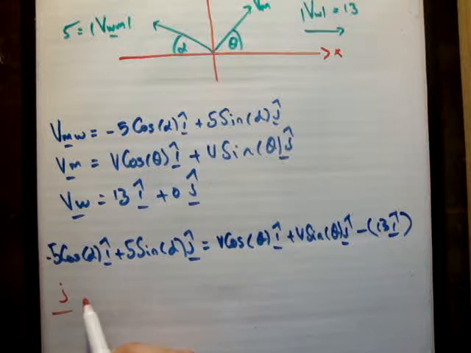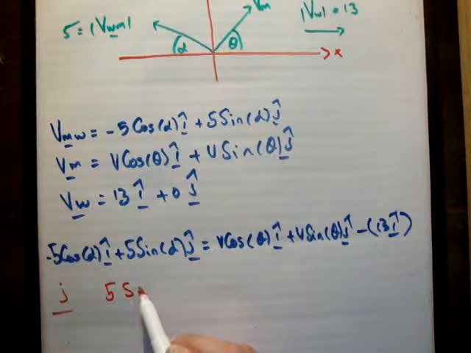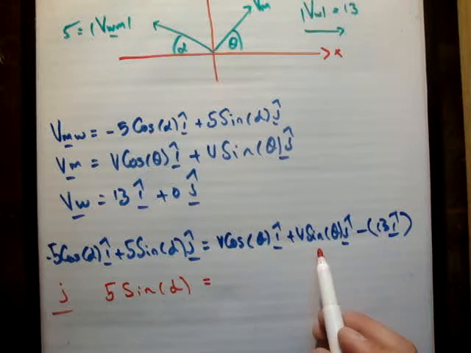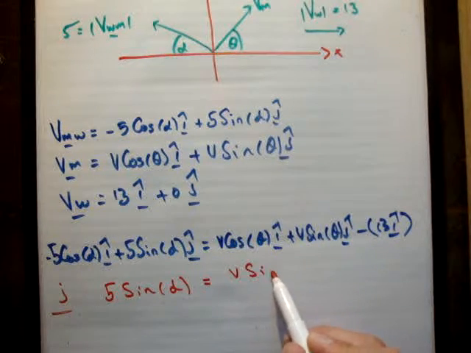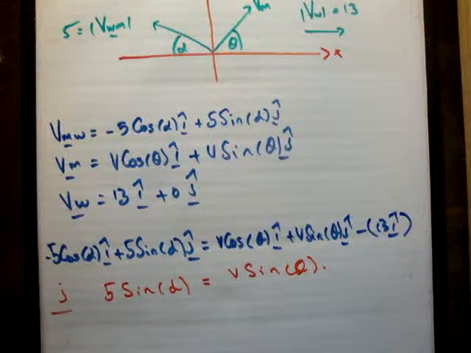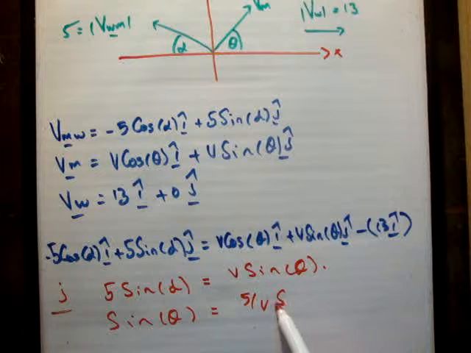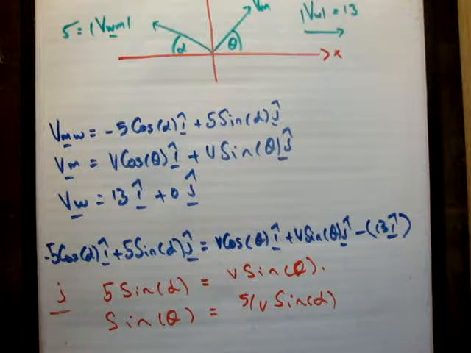So if you isolate the J components, you're going to get that 5 times the sine of alpha is equal to V times the sine of theta. Now we're looking for tan theta, so I'm just going to isolate sine theta. So we're going to get that sine of theta is equal to 5 over V times the sine of alpha. That's the first part, and that's just isolating the J components.